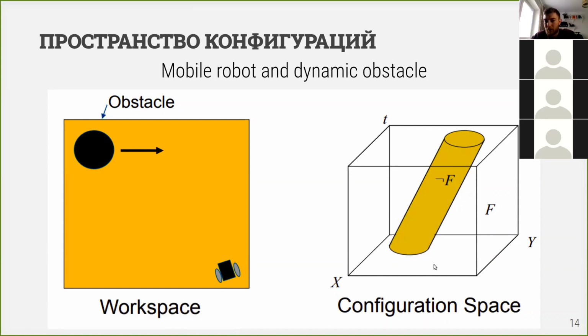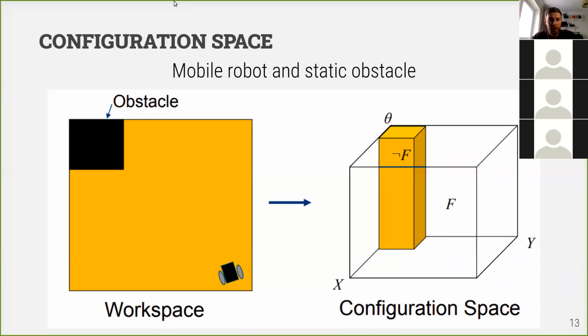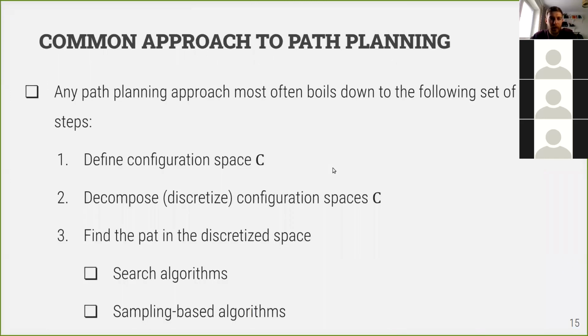And then we have to find some trajectory in this 3D space, which is not colliding with this figure representing obstacle. So is it clear for a configuration space how it works and how we can use it? Okay, if there are no questions, let's move further.